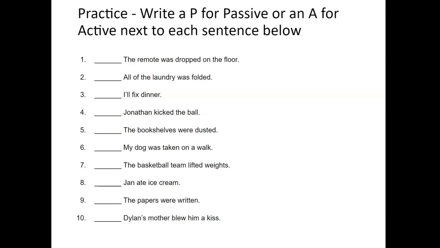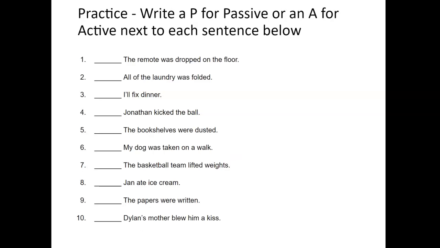Number six, my dog was taken on a walk. Do you think number six is active or passive? Go ahead and choose your answer. Number six is another one that is passive. Again, we could add "by zombies" at the end. My dog was taken on a walk by zombies. So that is passive.